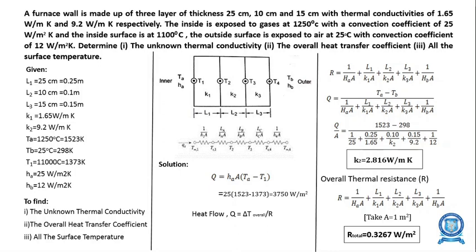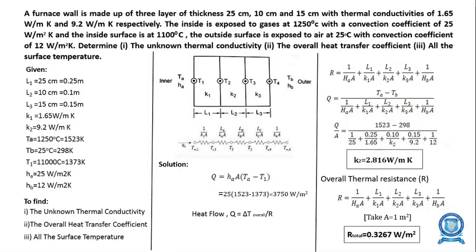The outside surface is exposed to air. The air touches the surface, comes in contact with the outer surface, and the heat is transferred. What is the air temperature? That is only given in the problem as 25 degrees centigrade with the convection coefficient of 12 watts per meter square Kelvin. Therefore, the HB value given is 12 watts per meter square Kelvin.